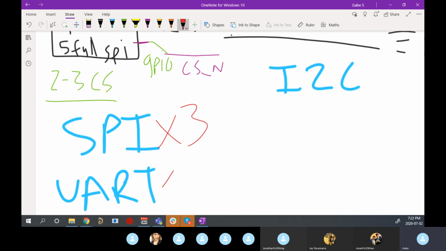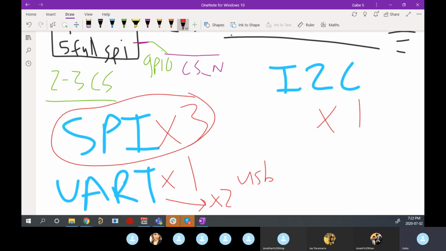UART is theoretically 1 to the BMS slaves. We also use it to the computer, which is not really in the car, but over USB. There's a USB to UART converter we use. I2C is only 1. I like this one. SPI is more annoying for electrical people with all the wires. Yes, very true. More wires to route. Sorry, guys. Definitely true.